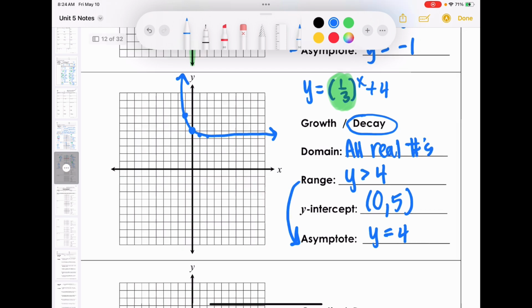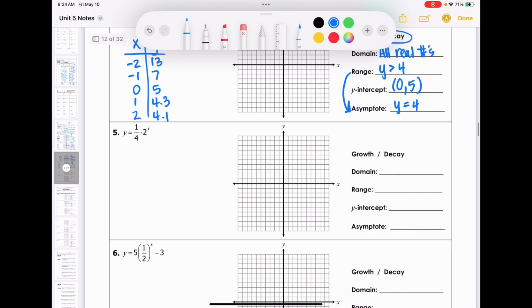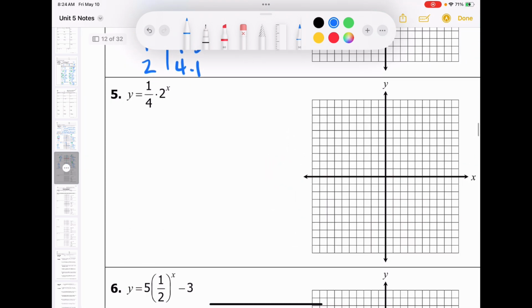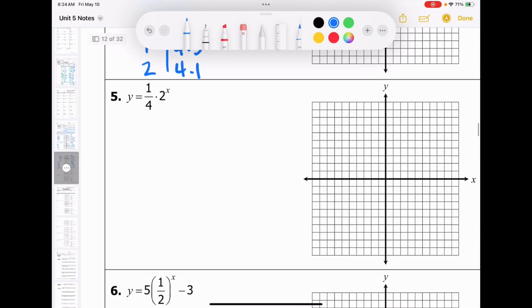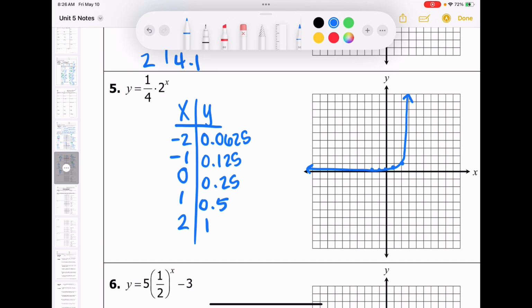All right, let's look at number 5. So we have y equals 1/4 times 2 to the x power. So I start with my xy table. I do -2, -1, 0, 1, and 2. Then I want you to pause the video here and fill out the xy table and graph it on your own. All right, so this is what your table and your graph should look like.